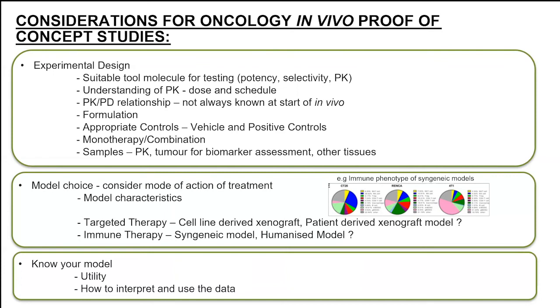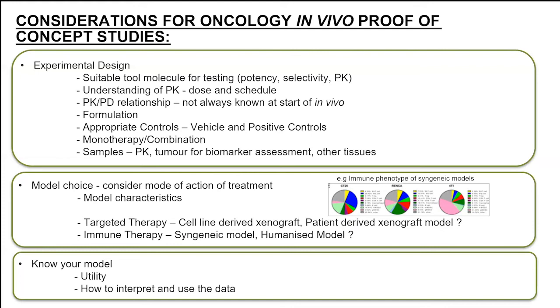Making sure that your models are well characterised. So for example, here I've highlighted the immune phenotype of syngeneic models. In the pie charts are 3 different syngeneic models, and each colour within that pie chart represents an immune cell type, and you can see between the 3 models they're quite different. So you want to make sure that you select the model that has your desired cell type of interest expressed within the tumour microenvironment. For targeted therapy, cell line derived xenograft models can be used.